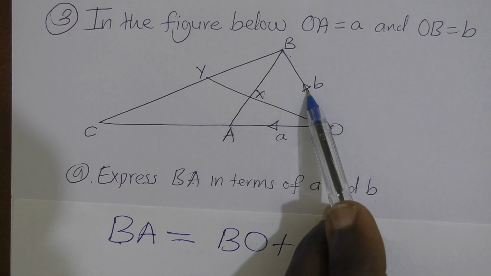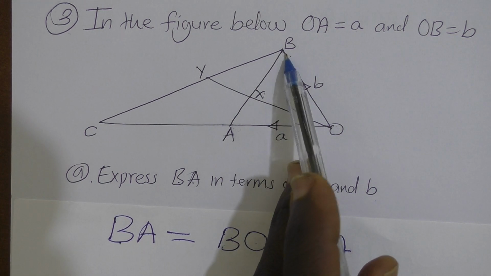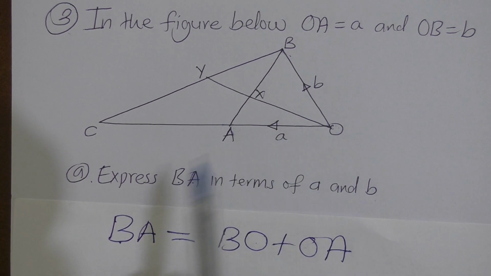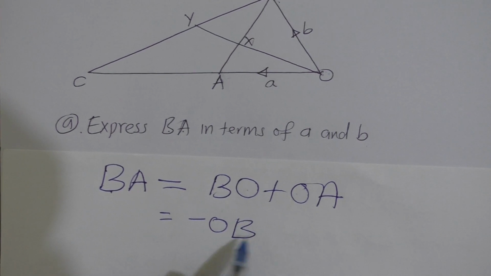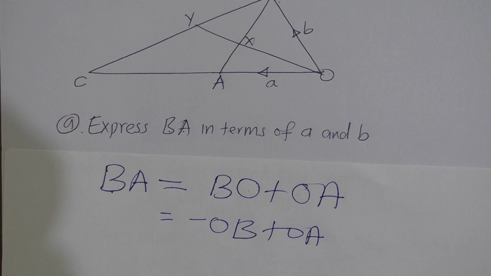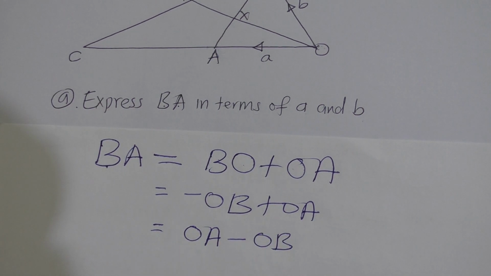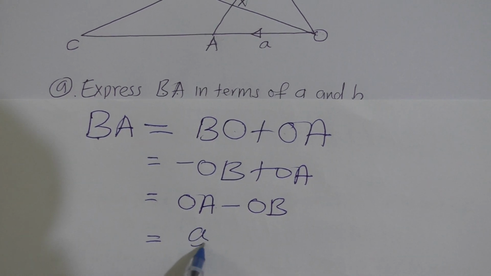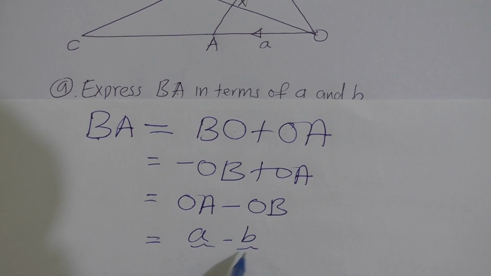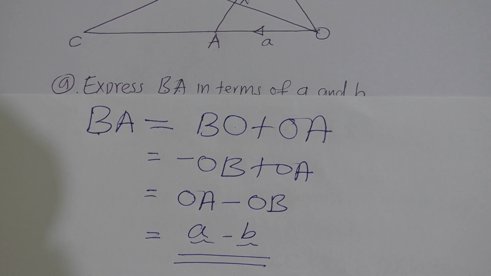But according to our direction, we are reversing from B back to the origin, so we represent that by negative OB plus OA. When we start with the positive, it becomes OA minus OB. And therefore, OA is A minus OB, which is B. So that is how we represent BA.